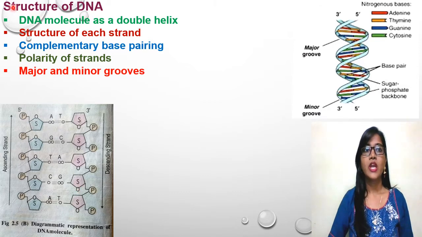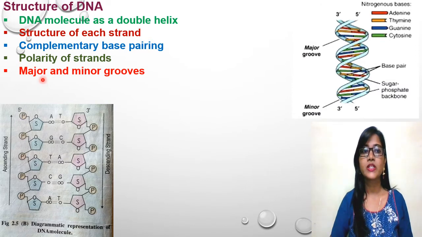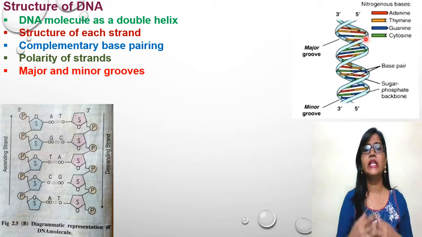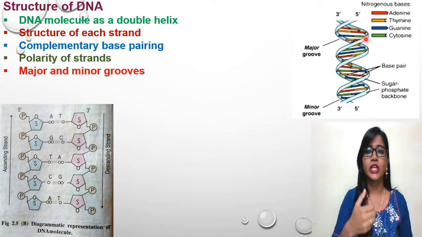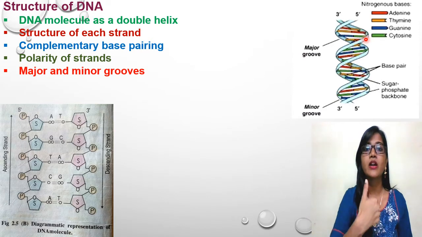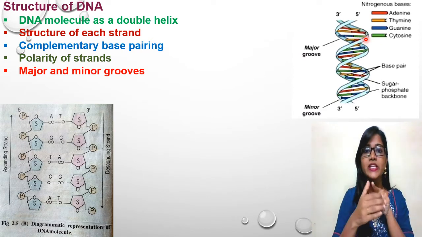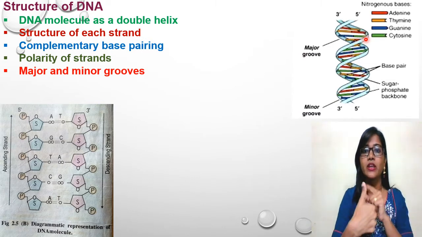Now, the last point is major and minor grooves. So what are these major and minor grooves? Normally, the strands of the DNA undergo right-handed coiling. Now, this is my right hand. So normally the DNA is right-handed. They undergo right-handed coiling around a central imaginary axis. Now, this is the central imaginary axis. Around this axis, the right-handed coiling occurs.